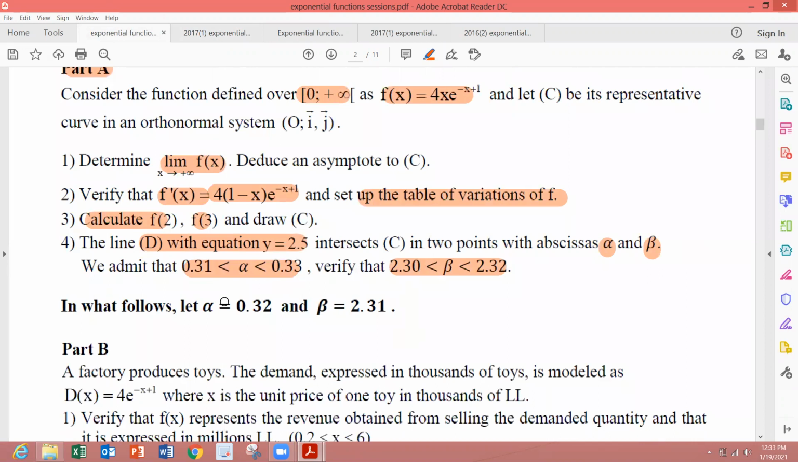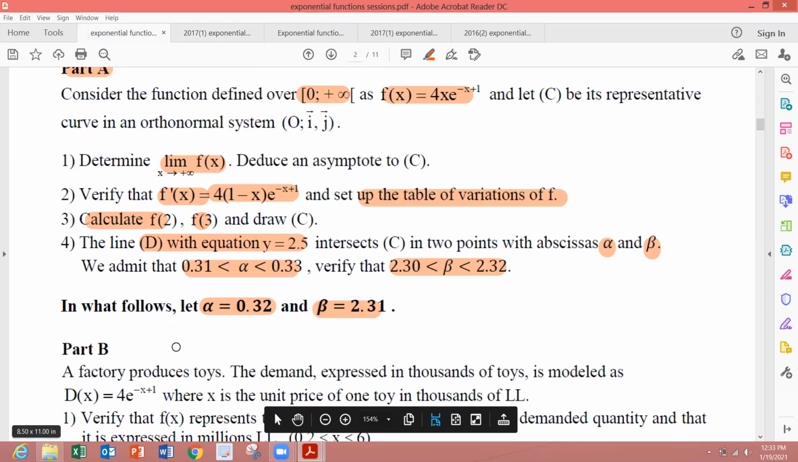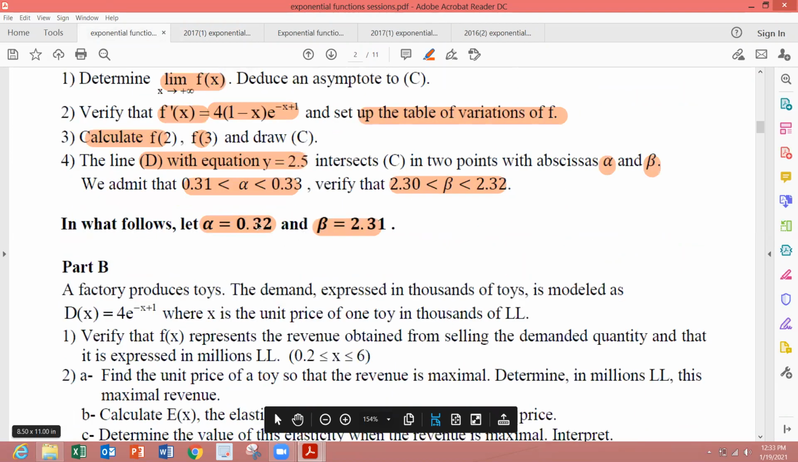In what follows, suppose alpha equals 0.32 and beta is equal to 2.31. We are going to use them in a later part, so whenever you are told, you are going to use them.